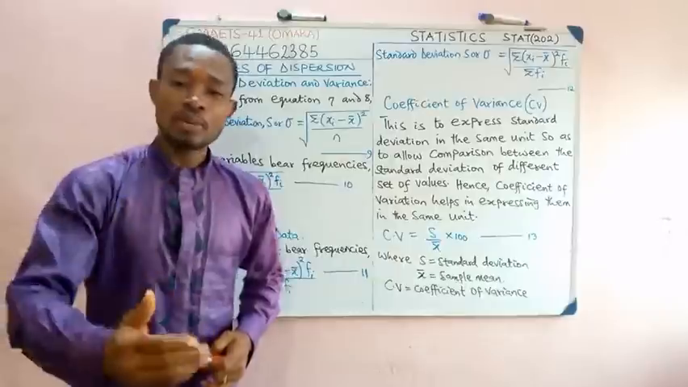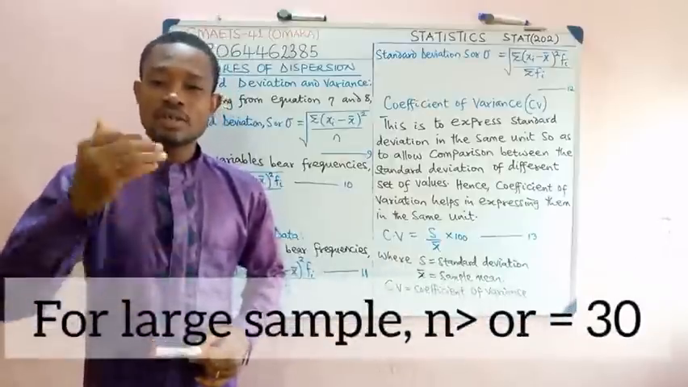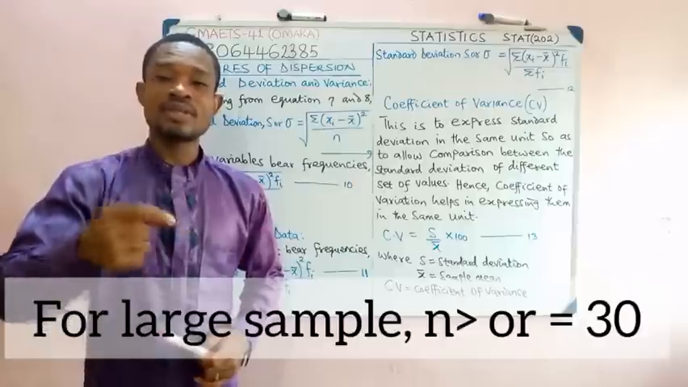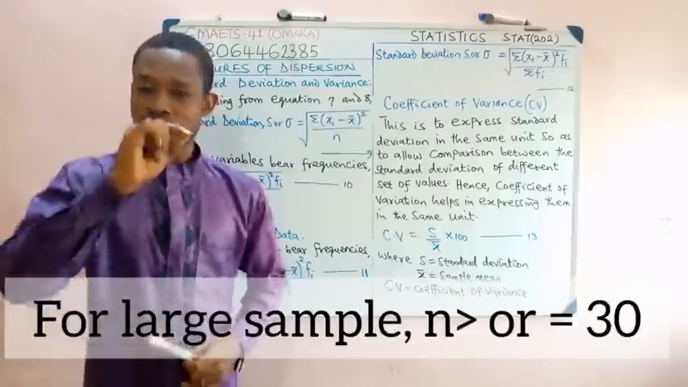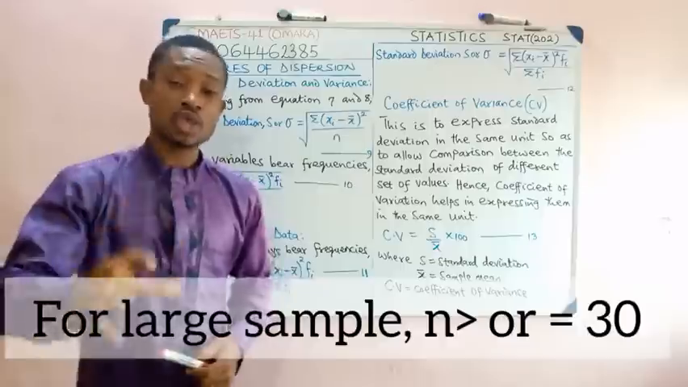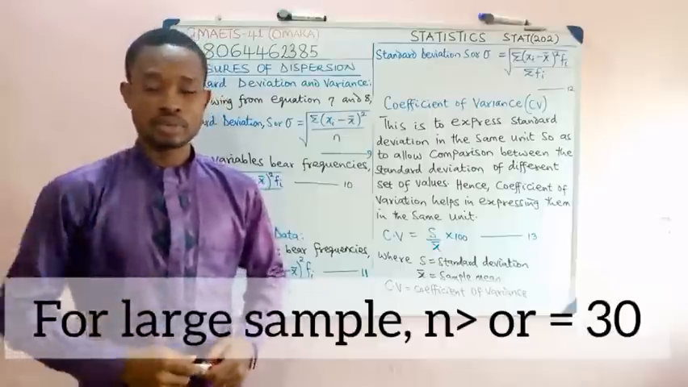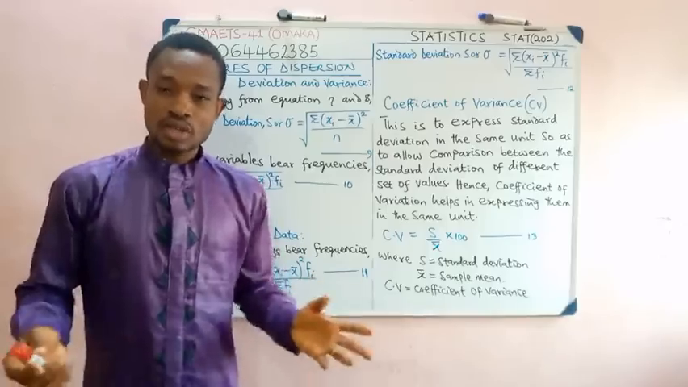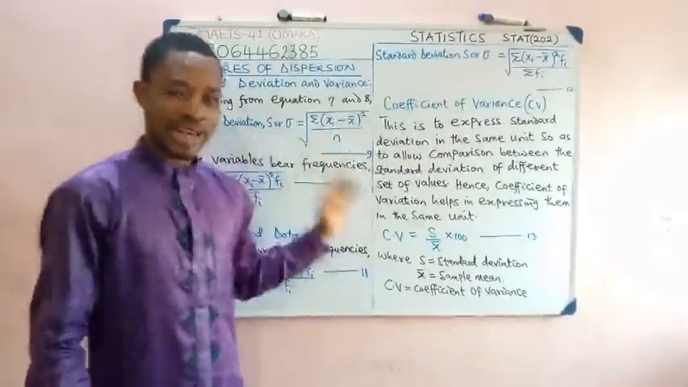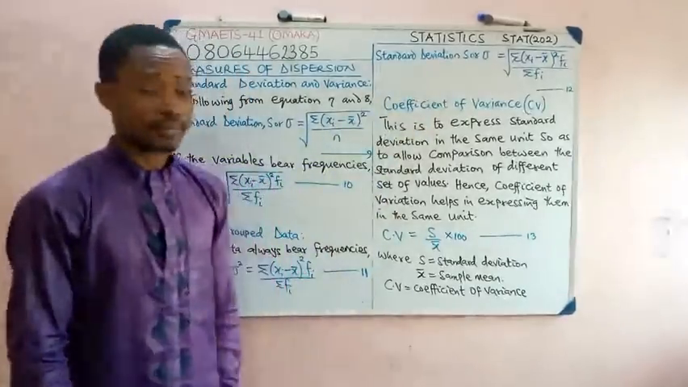And then for large samples, a large sample is a distribution in which the sample size is greater than or equal to 30. That is to say, n is greater than or equal to 30. We refer to such a sample as a large sample. In such a case, that is why we use the division by n and by summation f directly.